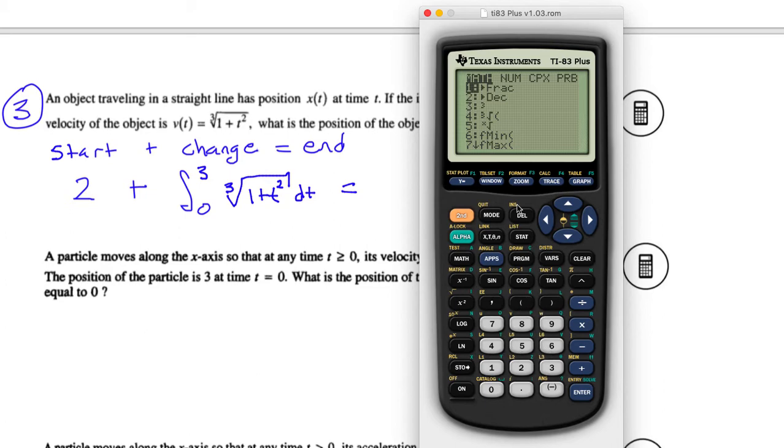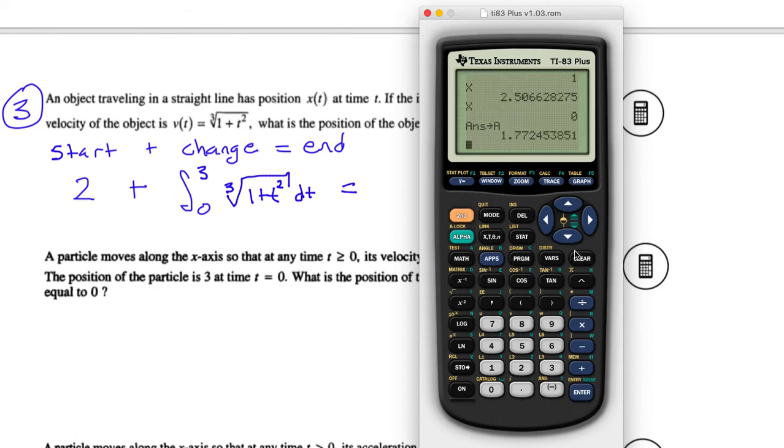So if I want to do the 4th root, I'd have to clear out of this. I'd have to do 4 first, and then I do math 5. Now this is saying the 4th root of 5. Let's clear out of that. Let's actually do the cube root though. So that's math 4. So that's a cube root of 1 plus x squared. And there is our function. Cool. So let's get out of that.